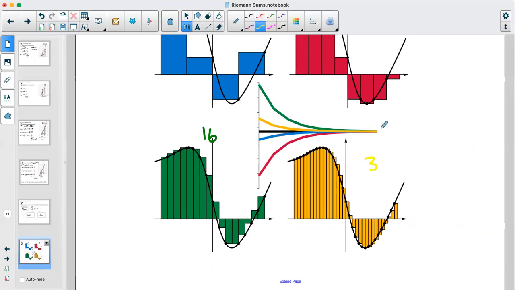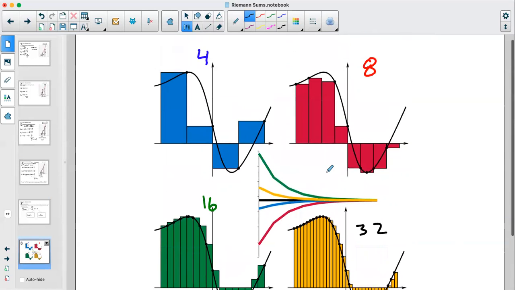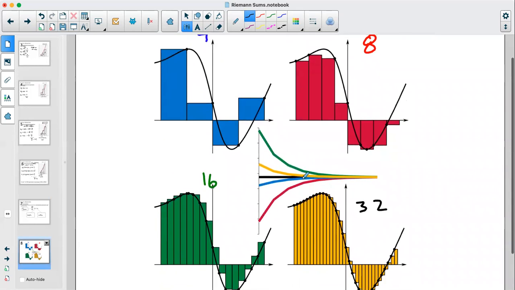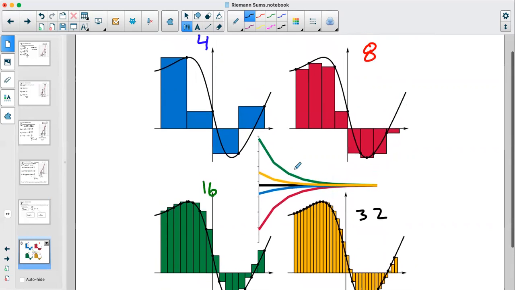Can you even see if I write that in yellow? Not really. Let's do it in black again. This one probably has 32 rectangles. And the point here is that there is some actual area under the curve, and the more rectangles you have, the closer you're going to get to the actual area.